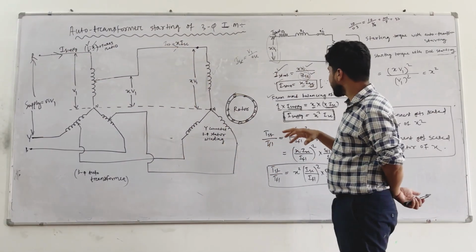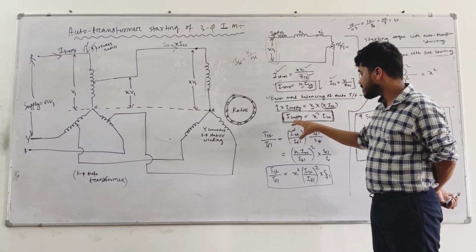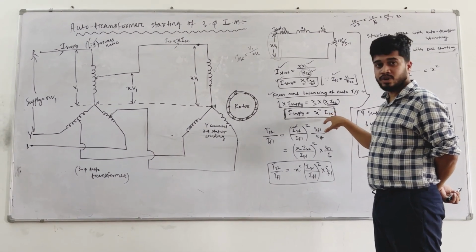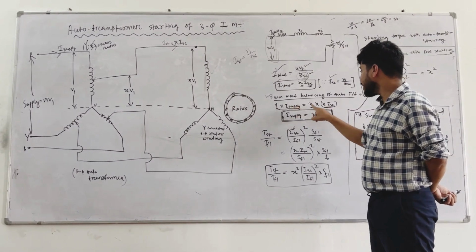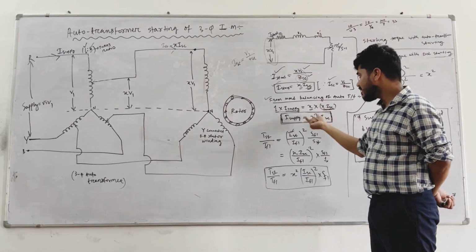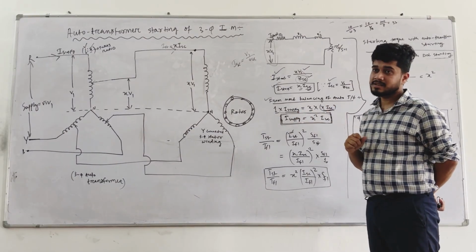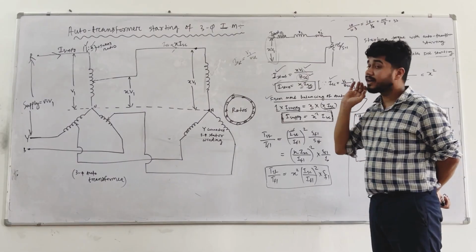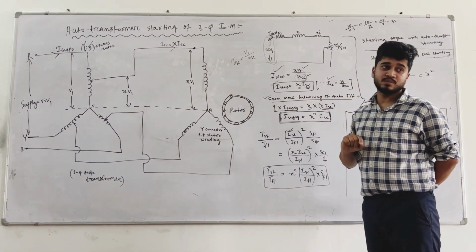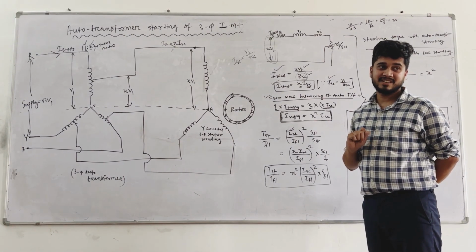But what is the relation of this supply current with this starting current? That I have established in this way, by balancing the MMF. Supply current is X square times ISC. Everyone understood? Or I can say that supply current is X times starting current, because this X into ISC is starting current. So now tell me, which current is greater and which one is lesser? Supply current is more or the starting current is more? Supply current is more. Yes. Everyone? Yes. Sure.